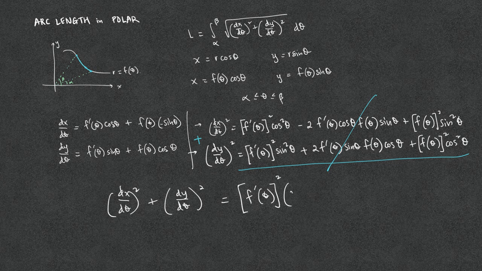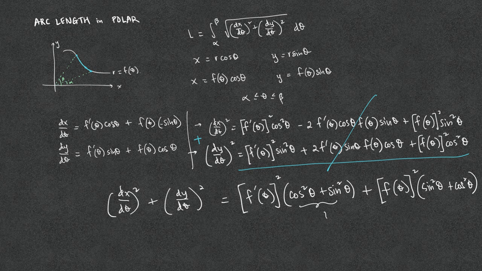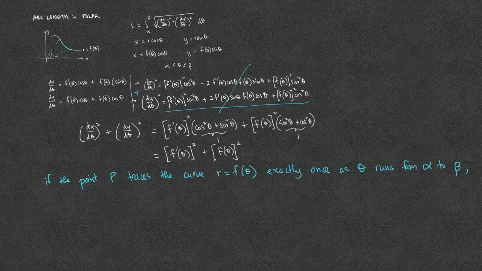factored out. Inside is cosine squared theta plus sine squared theta, because we add these two. And f of theta squared, factored out. Inside is sine squared theta plus cosine squared theta. But sine squared theta plus cosine squared theta is 1. Thus, (dx/d theta) squared plus (dy/d theta) squared is simply f prime of theta squared plus f of theta squared.